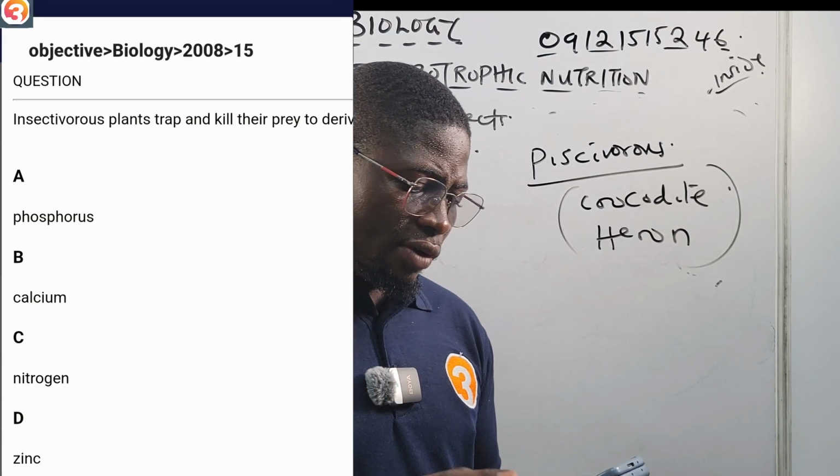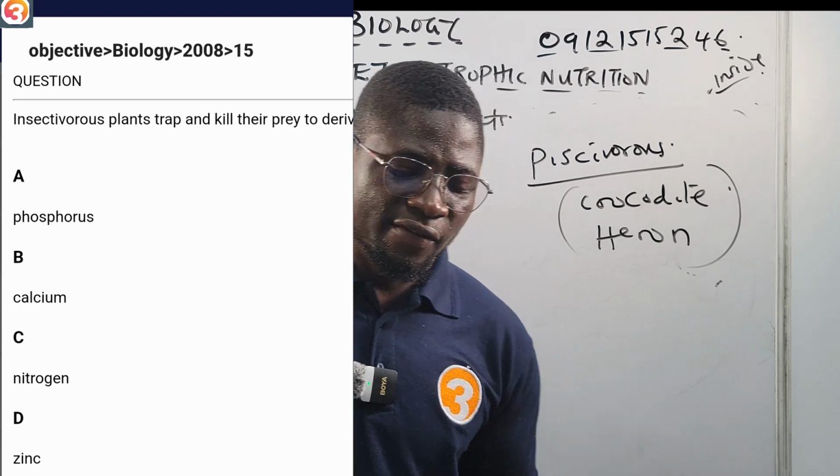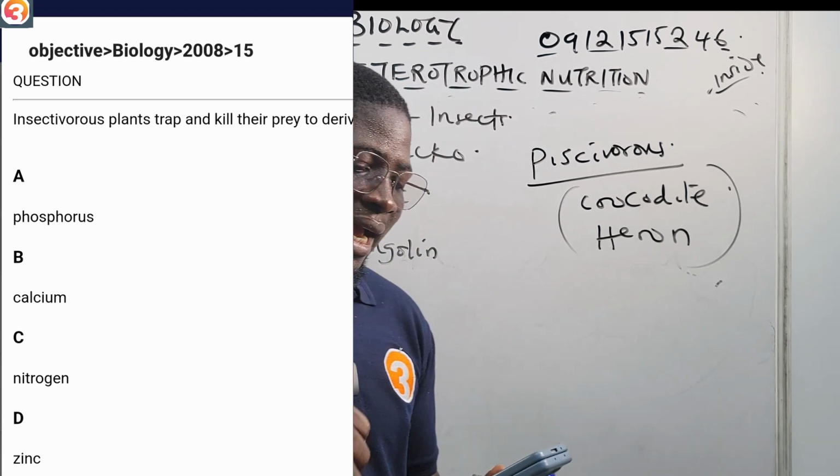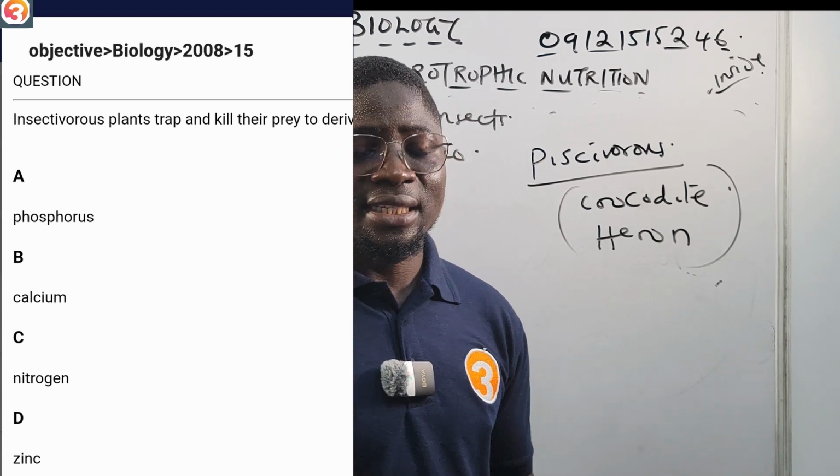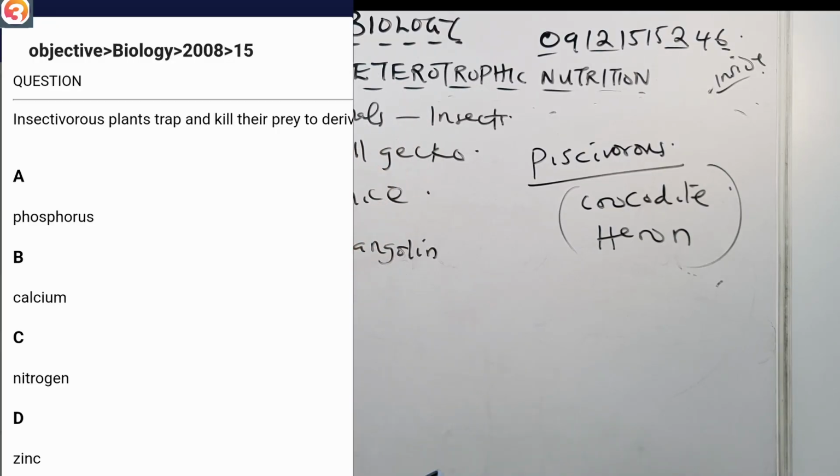Let us see one more question. 2008 number 15 says insectivorous plants trap and kill their prey to derive what? The correct answer is nitrogen, as you can see from option C.